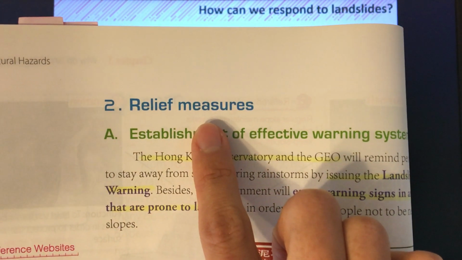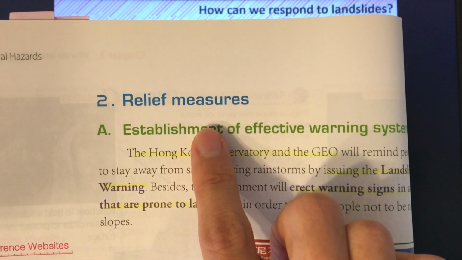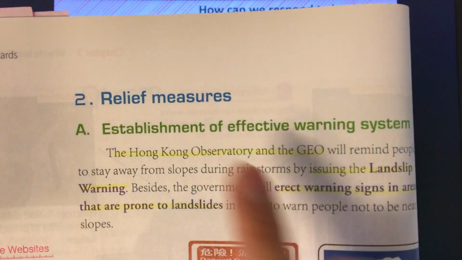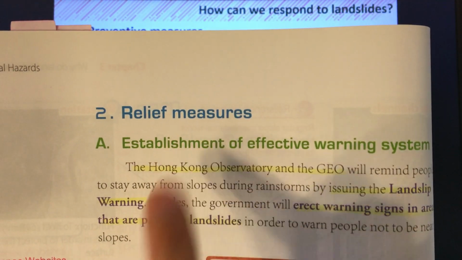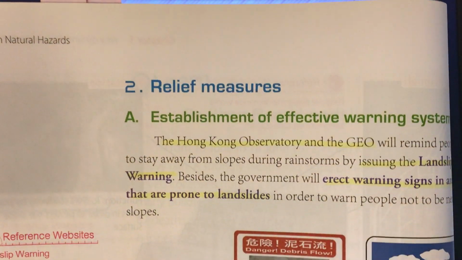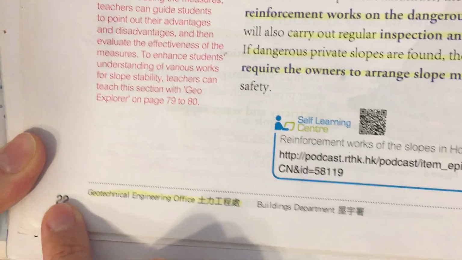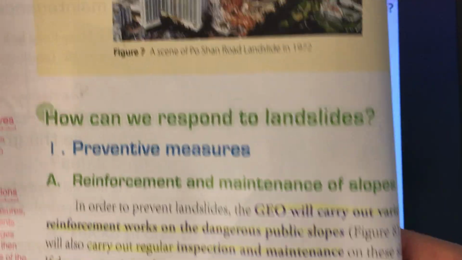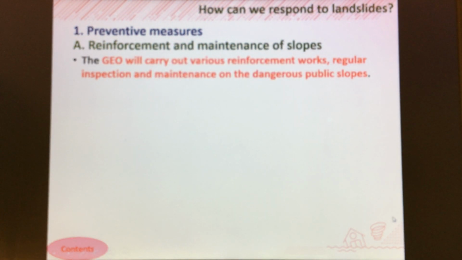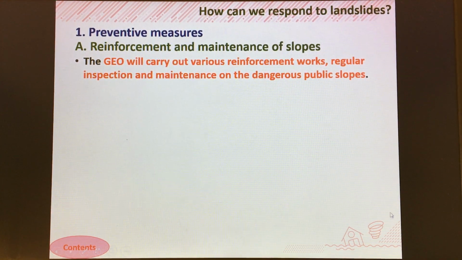Then on page 24, there are some measures to relieve. Once there is heavy rainfall or once a landslide occurs, how can we reduce the impact caused by the landslide? 一啲嘅舒緩嘅措施. So we will look at page 22 first, the preventive measures. We can reinforce and also maintain the slope.